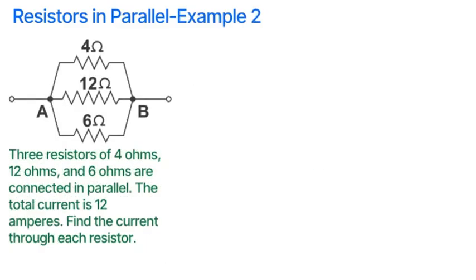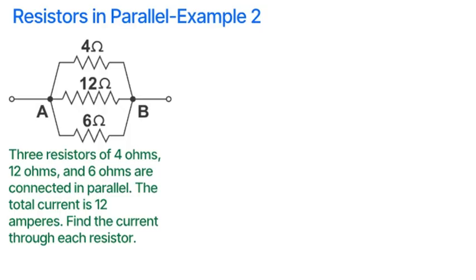Let's take another look at another example on resistors in parallel. 3 resistors of 4 ohms, 12 ohms, and 6 ohms are connected in parallel. The total current is 12 amperes. Find the current through each resistor. This is a parallel circuit containing 3 resistors of 4 ohms, 12 ohms, and 6 ohms, connected between points A and B. The total current flowing through the network is 12 amperes. Let's calculate the current through each resistor.